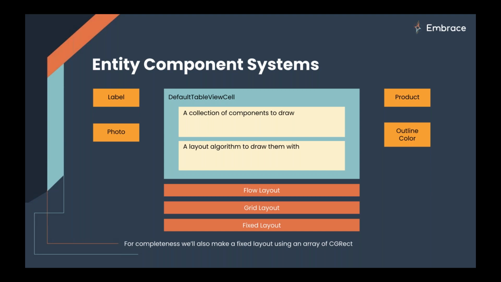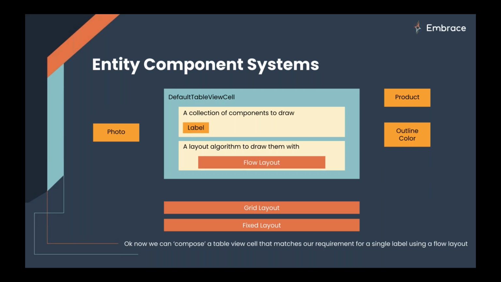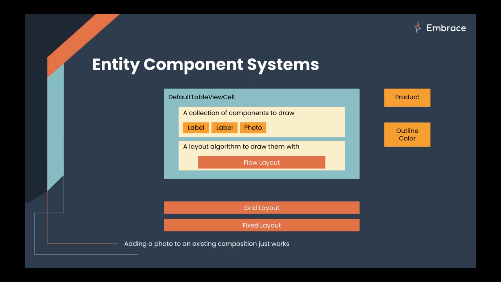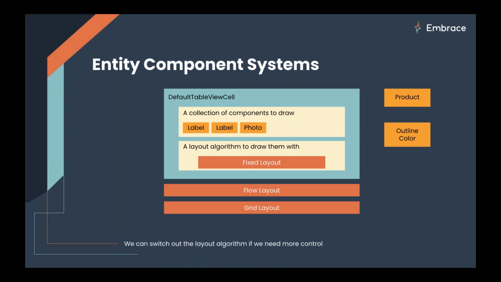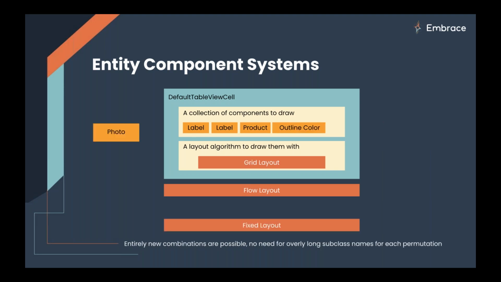Well, now we have a pretty powerful system here. We can make any cell we want. We can make that default table view cell. That's easy. That's a label with a flow layout. Two label cell, just as easy. I can add a photo. It just works. Let's switch that to fixed layout. I hope you can see the power of this system in action. We can create cells that our product team never even thought of.